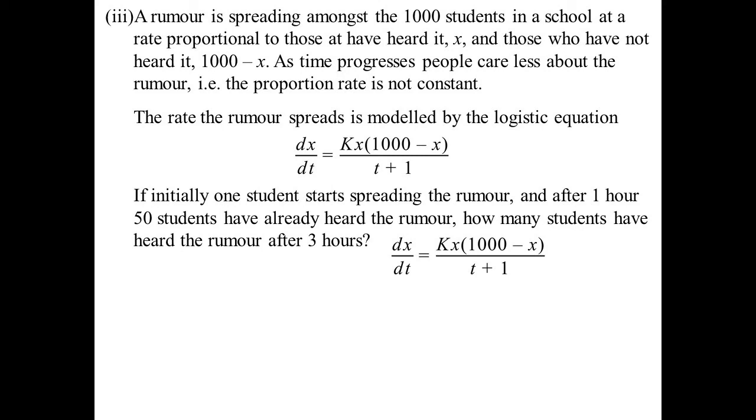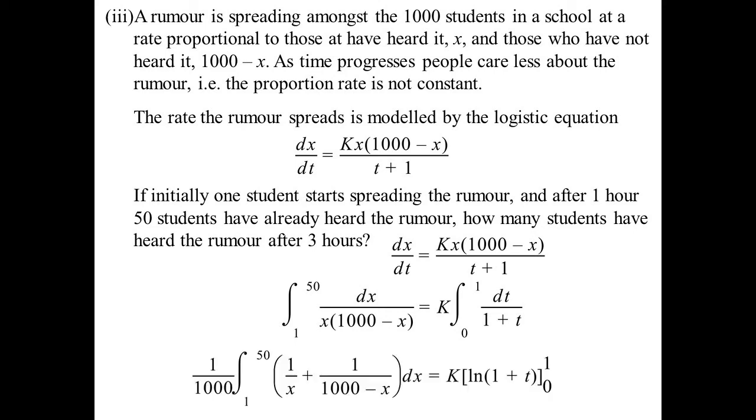Here's our derivative, but this is separable, isn't it? Yes. So we end up with dx on x(1,000 minus x) is equal to k outside the integral of dt on (1 plus t), matching up our conditions. Initially, only one person knows the rumour, that being the rumour mongerer. And then, after 1 hour, we know there's 50. So this will allow me to find the constant.